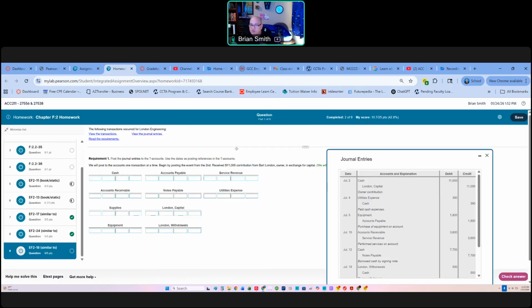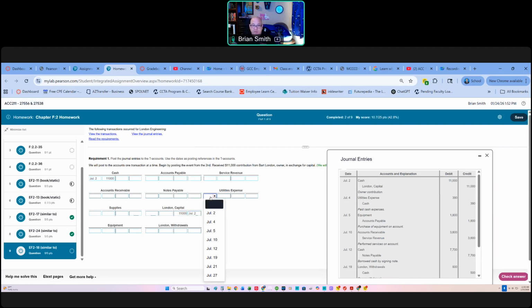We have cash debit of 11,000. So we're going to come over here. We're going to put in 11,000. I wonder what's here. Let's see. It's probably the date. Yep. So we're putting 11,000 in here. Then we're going to post London Capital right here, credit to 11,000. And do we want the date? Yes, right there.